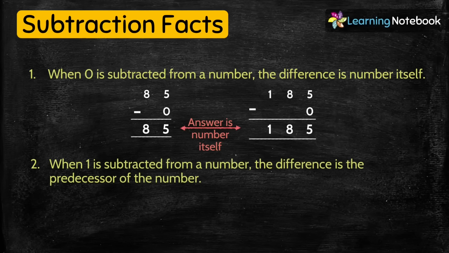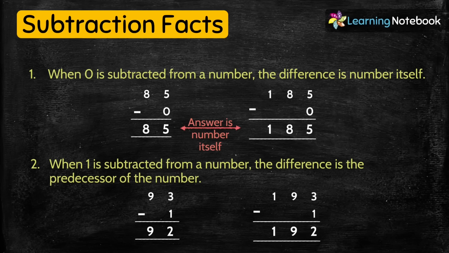Second subtraction fact is when 1 is subtracted from a number, the difference is the predecessor of the number. For example, if we subtract 1 from 93, we get the difference as 92, which is the predecessor of 93. Let's take one more example. This time we will subtract 1 from 193. We get the difference as 192, which is the predecessor of 193.